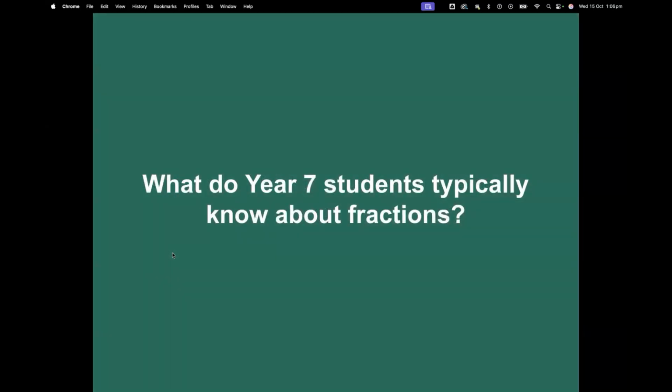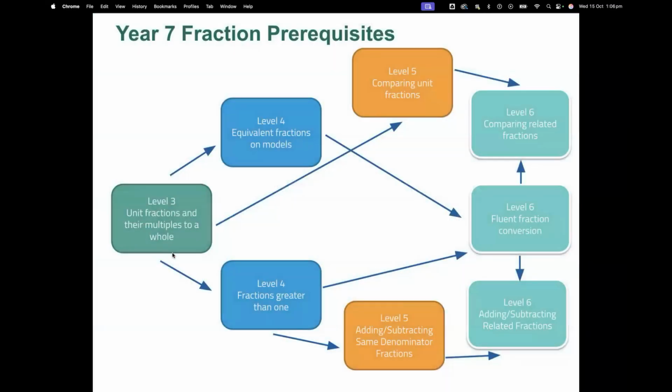So, what do year seven students typically know about fractions? This is about identifying the gaps so that we know what a student should know by the time they get to year seven. So this is a map of all the prerequisites, and this is based on the Australian curriculum. It's very similar for the other state curricula as well. It doesn't really differ very much at this level.